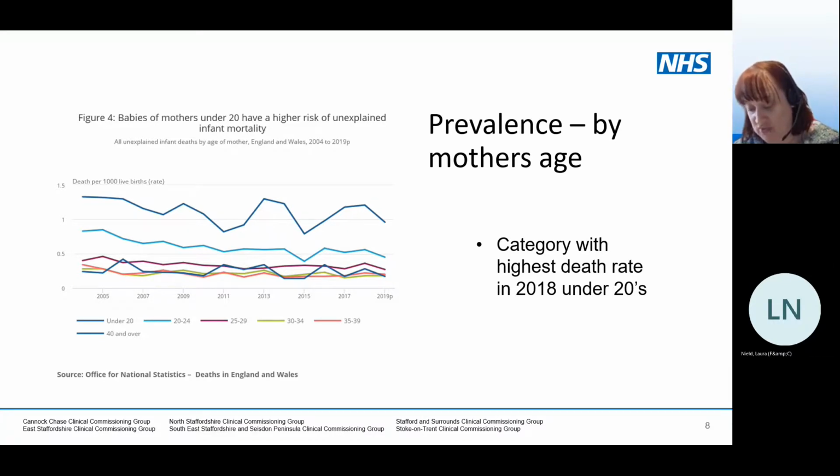But maternal age is a risk factor for all infant mortality, and that includes unexplained deaths. So the rate per 1,000 live births in 2018 in mothers aged under 20 was 1.11 deaths per 100,000. If you remember the slide before, it was 0.27. So that's quite a jump, quite significantly above the average.